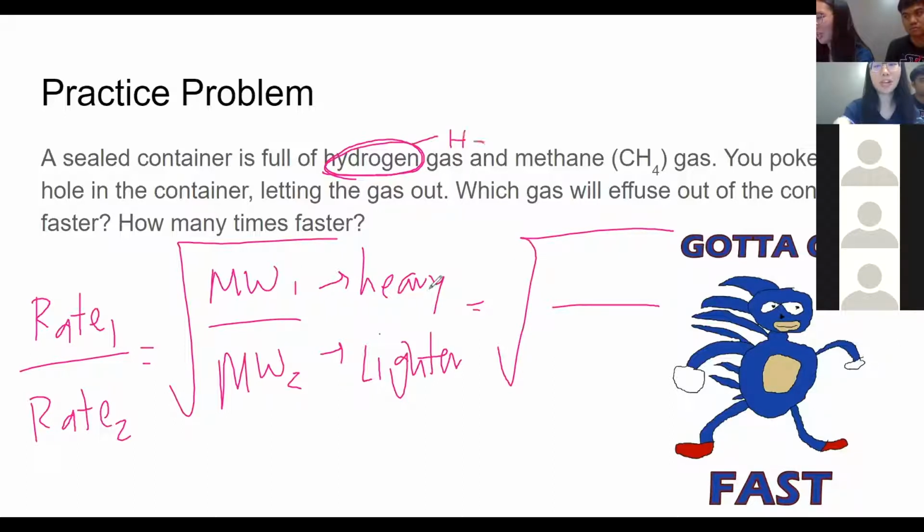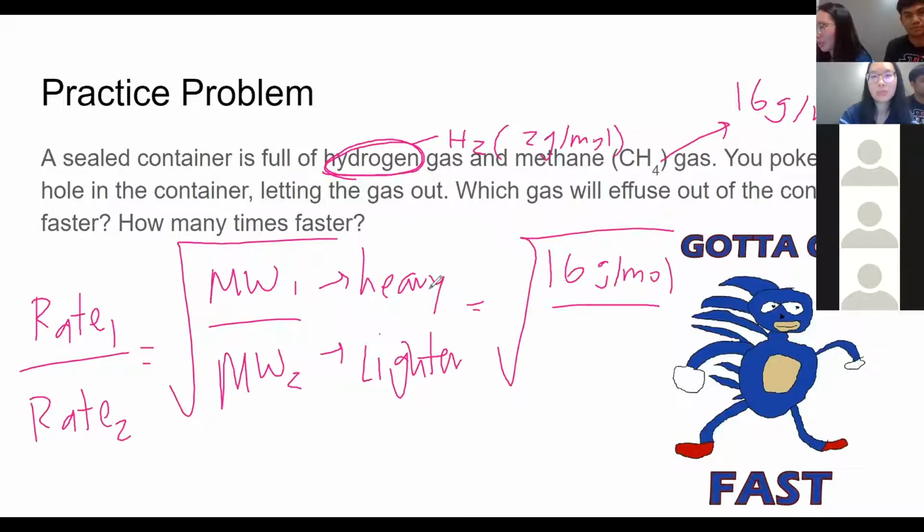So this is H2 gas. The molecular weight of H2 gas is 2 grams per mole because there are 2 hydrogen atoms. Methane gas is 16 grams per mole. So which molecular weight should we put on top? The heavier one, so methane. So it's going to be 16 grams per mole over hydrogen gas's molecular weight, 2 grams per mole.